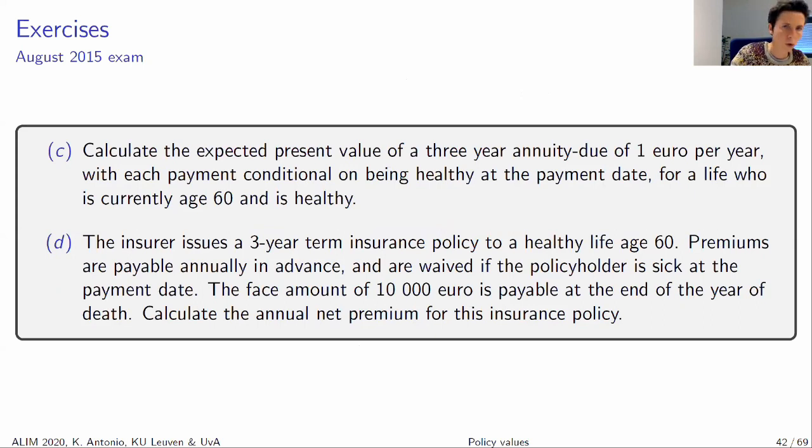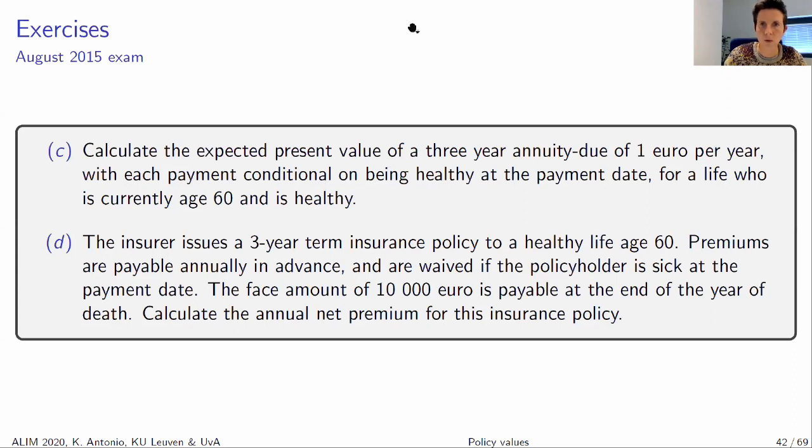In part C, we're going to look at the expected present value of a 3-year annuity due, €1 per year, each payment being conditional on being healthy at the payment date for a life who's currently age 60 and who is healthy. So we start with a policyholder age 60 in the healthy state, so in state zero. We're going to look at a 3-year annuity due, €1 per year. So it's a discrete product. It's an annuity due, so that means that the annuity is paid at the beginning of the year. These payments are made in advance. And here the payment is conditional on being healthy at the payment date. Okay, so let's take a look at that.